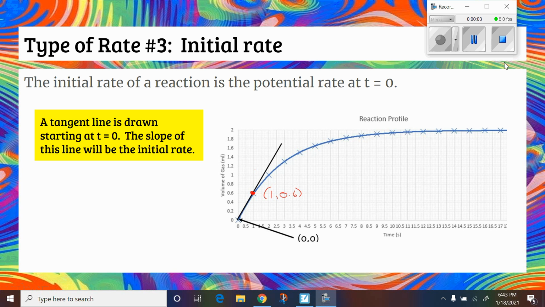So here's video number 3, where we're going to calculate what's called the initial rate. Incredibly similar to the instantaneous rate, but now we're going to find the rate at time equals 0. Same process as finding instantaneous rate. The only difference is that we're drawing a tangent line where it's going to be tangent to t equals 0. So I'll show you what I mean with this.